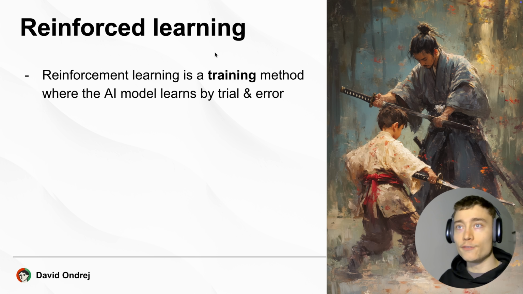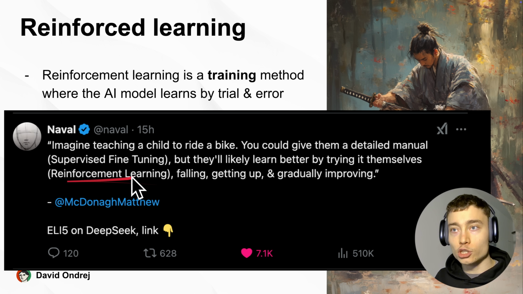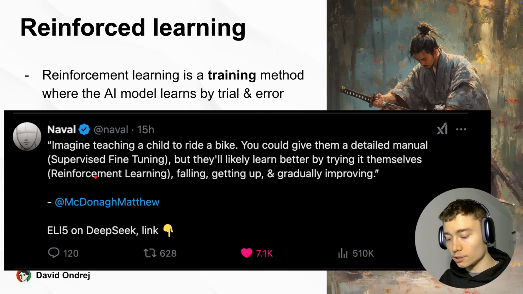This is a training method where the AI model learns by trial and error. I think Naval explained it beautifully. Imagine teaching a child to ride a bike. You could give them a detailed manual, which is supervised fine-tuning, but they'll likely learn better if you just let them try by themselves, which is reinforcement learning, falling, getting up, and gradually improving. That's why reinforcement learning is so powerful, and that's basically the secret behind DeepSeek's success.